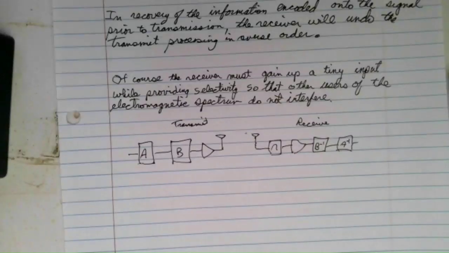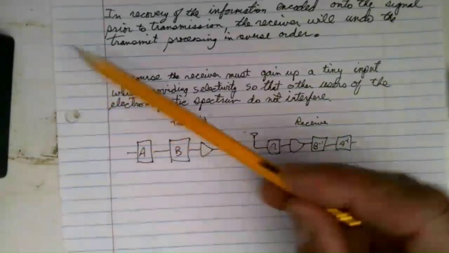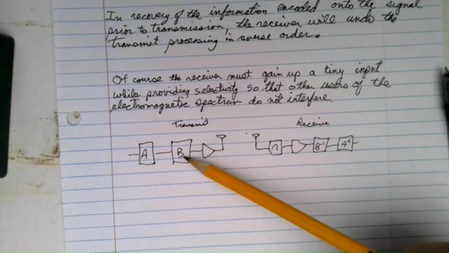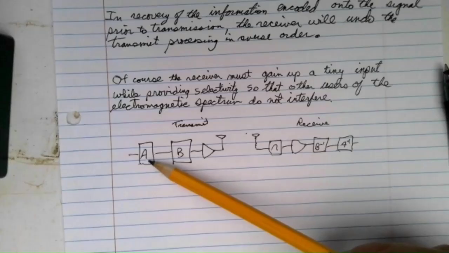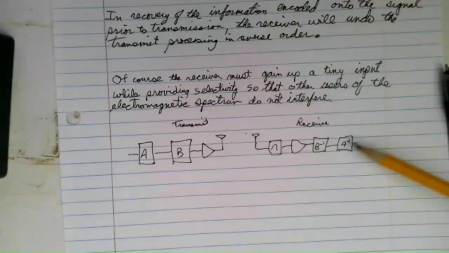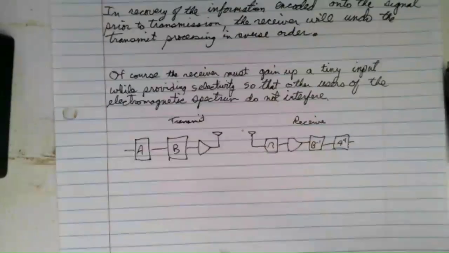If we talk about broadcast FM, let's do an example of broadcast FM here. In broadcast FM, this is going to be a frequency modulator, and this is going to be a preemphasis block. This would be an FM detector or discriminator, as they're sometimes called, and this would be the de-emphasis that undoes the preemphasis here.